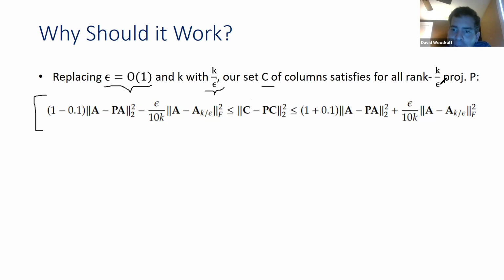It says that for all rank k over epsilon projections P, you have that if you look at the distance from C to P, what does that even mean? It means the squared operator norm, max singular value, of C minus P times C. Well, it's not so far from the squared operator norm of A minus P times A. Now, first the dimensions make sense. C has the same number of rows as A, though C has many fewer columns. So, this is some kind of compression of A that preserves the cost of all rank k over epsilon projections.